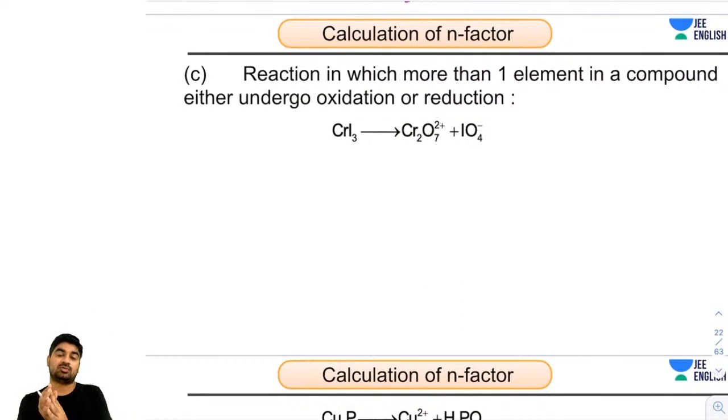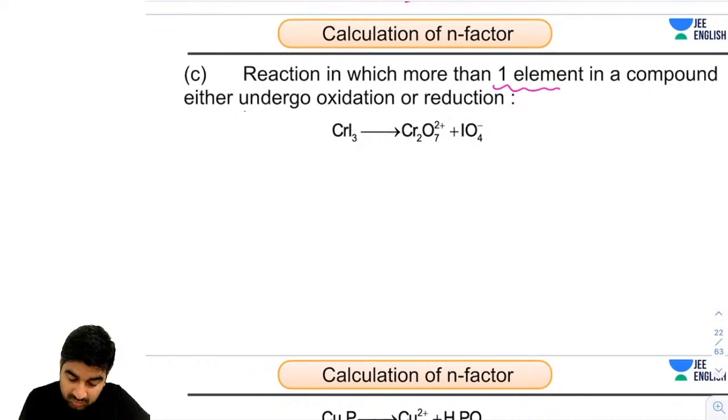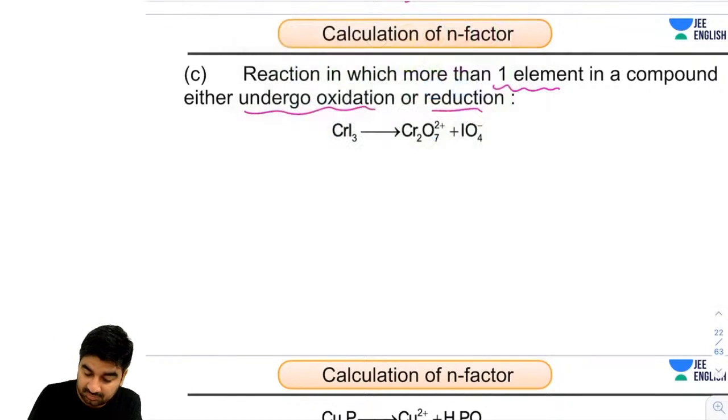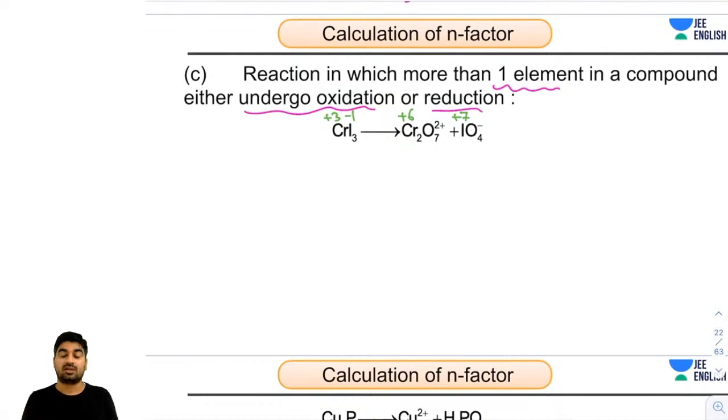Now I'm talking about the reactions in which more than one element in a compound undergoes either oxidation or reduction. Like if I'm talking about CrI3, here chromium is in +3 and iodine is in -1. This will be +6 and iodine is in +7. So guys, here you can see chromium as well as iodine both are being oxidized.